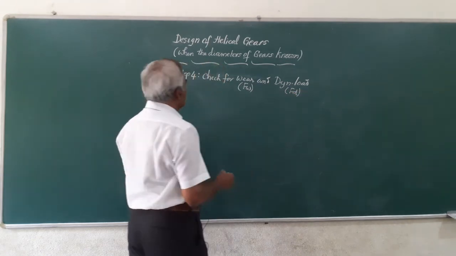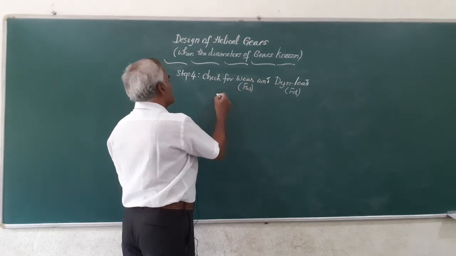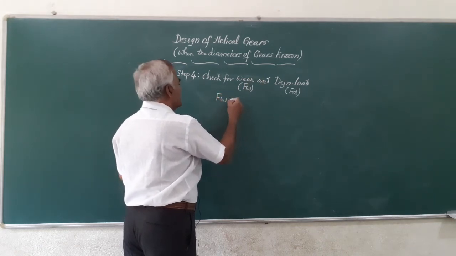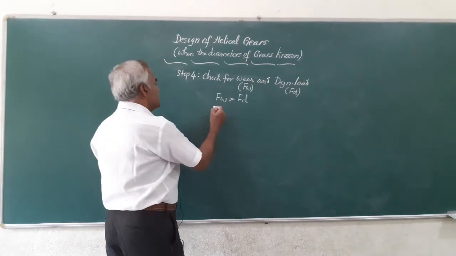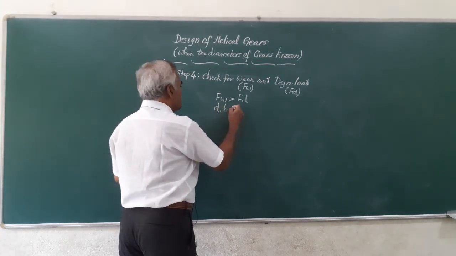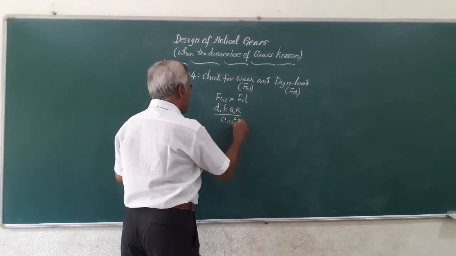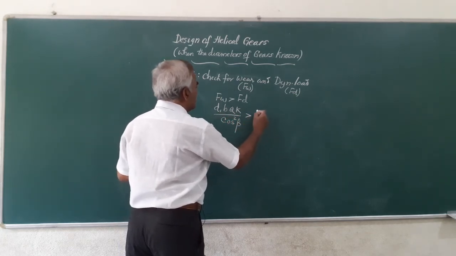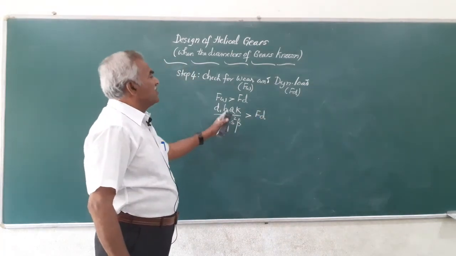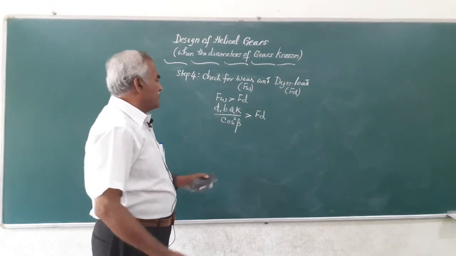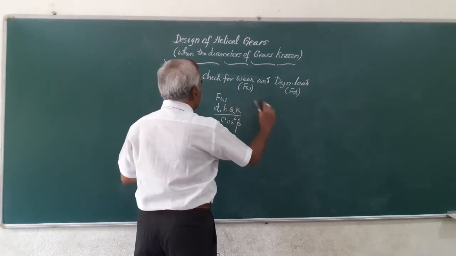So, the rule says that for proper design to withstand these loads, Fw should be greater than Fd, and this Fw wear load is given by d1 bqk by cos square beta for helical gear, that should be greater than Fd. So, first of all let us find out this Fw, find out Fd separately, equate them and get the value of k.